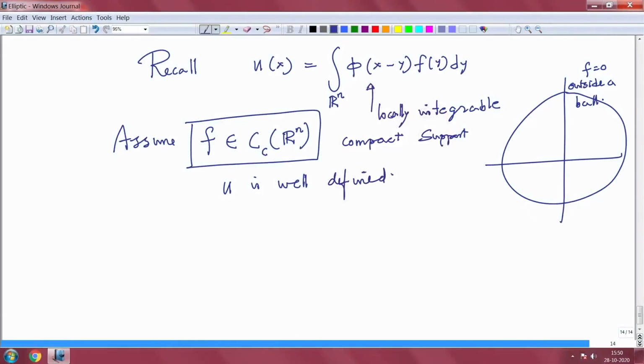The only problem is that because of the singularity you may not be able to take the derivative. Again, there won't be a problem to take one derivative. The issue is when you want to take two derivatives, because then d square phi by dxi dxj will come into the picture, which is not locally integrable and won't be meaningful. So, we want to get rid of that. So, we will assume f is in C2, or C infinity.